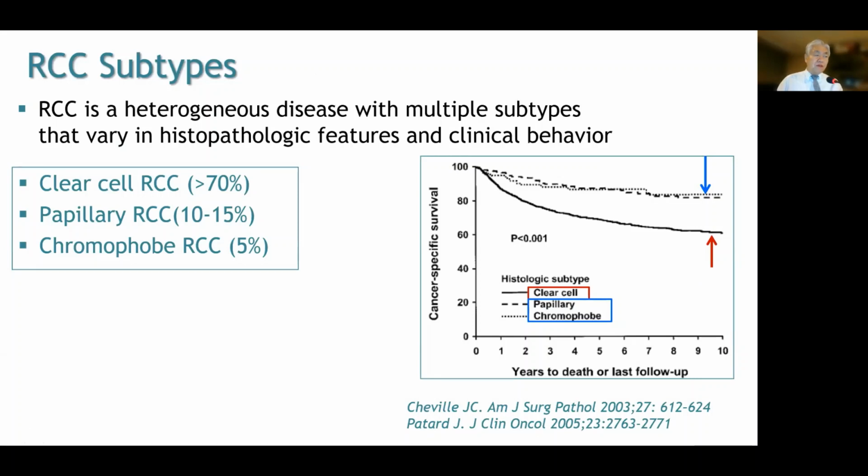Now let's think about the subtypes of renal cell carcinoma. Renal cell carcinoma is a heterogeneous disease with multiple subtypes that vary in histopathologic features and clinical behaviors. Three common subtypes are clear cell, most common and more than 70%, the second papillary, and the third chromophobe subtypes. They have different prognosis, with papillary and chromophobe types better than clear cell type.